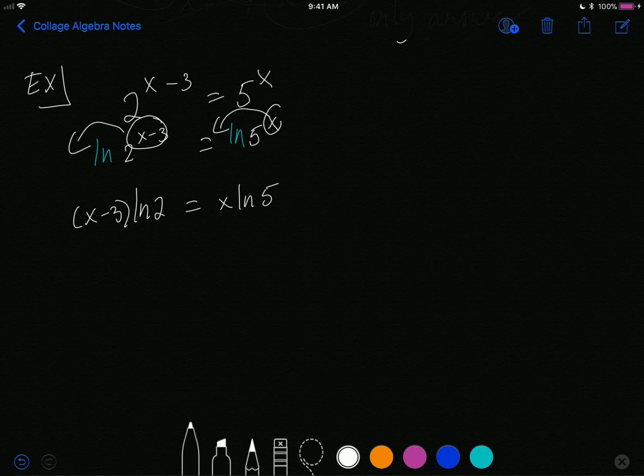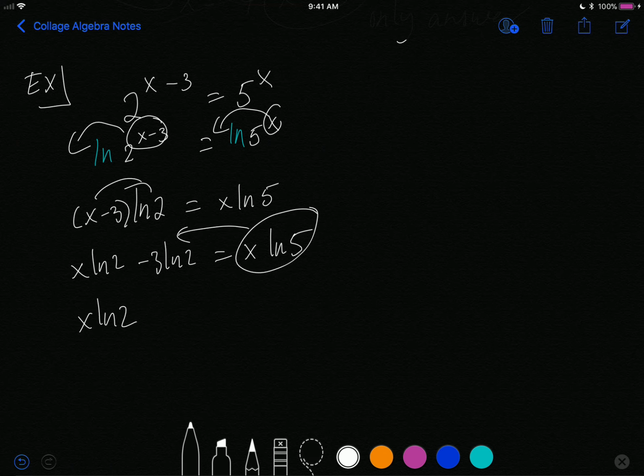So I distribute the ln 2. So I have x ln 2 minus 3 ln 2 is equal to x ln 5. I gotta bring my x's together. So I will have x ln 2, and the x ln 5 comes over here. It will change signs, so it will be negative x ln 5. The 3 ln 2 needs to go to the other side, so again it will change signs. And so this is going to be 3 ln 2.